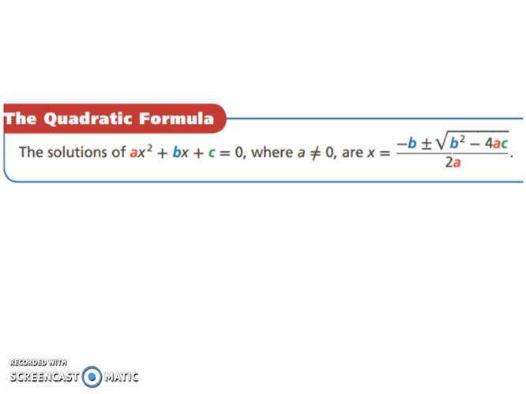The quadratic formula. It's the opposite of b plus or minus the square root of b squared minus 4ac, all divided by 2a. So once again, the opposite of b plus or minus the square root of b squared minus 4ac, all divided by 2a. So let's put this formula to good use.